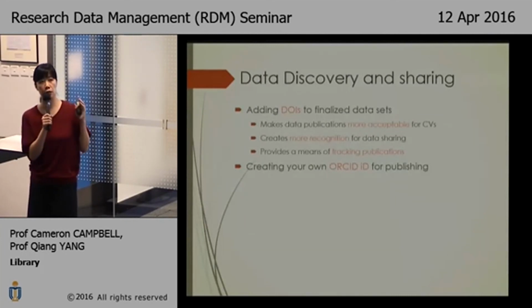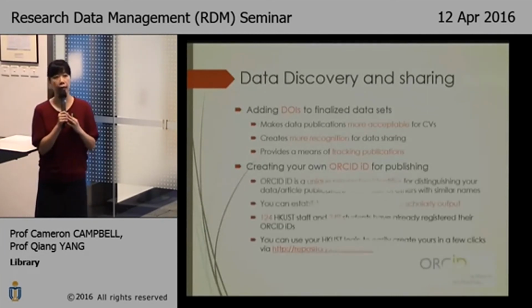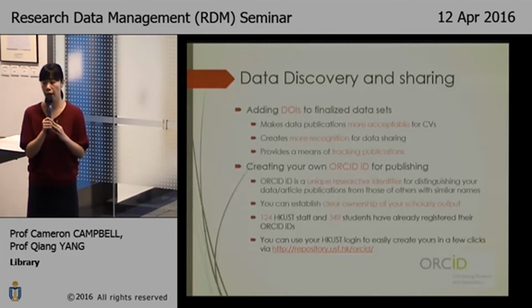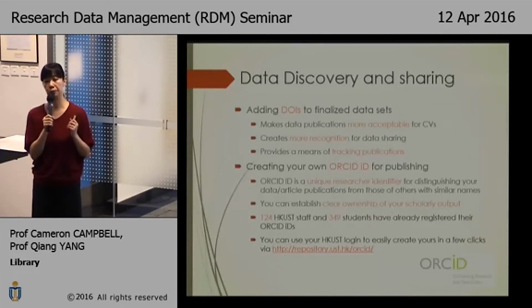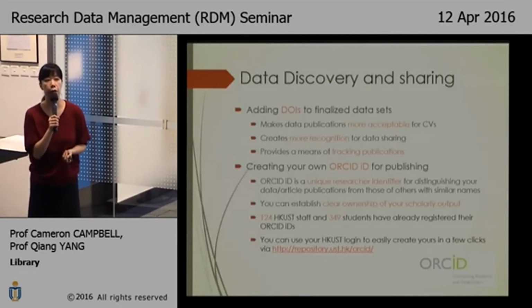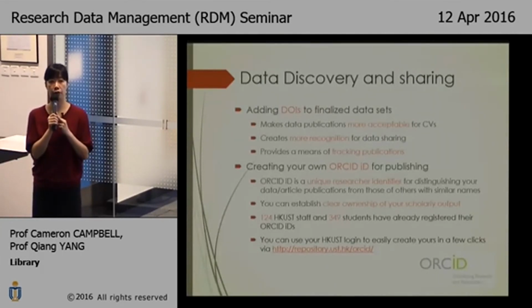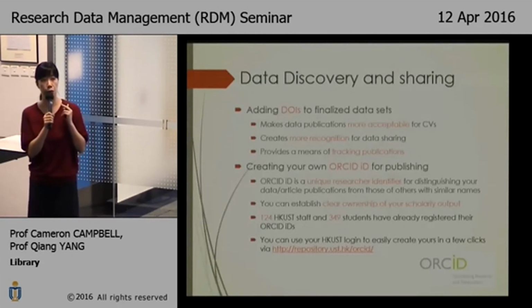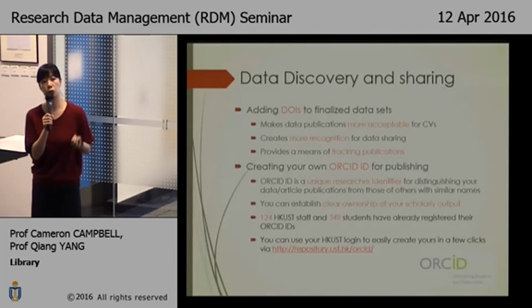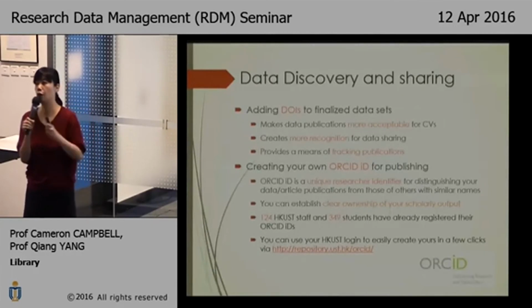Another useful tool is the ORCID ID. ORCID ID is a unique researcher identifier to distinguish your publications from those of others with similar names. Maybe sometimes there are too many David Chens in social sciences, right? You can establish clear ownership of your scholarly input. For the time being, we have 124 HKUST staff and 349 students who have already registered their ORCID IDs. So you can use your HKUST login to easily create yours in a few clicks via this URL. So how many of them have not yet registered an ORCID ID?